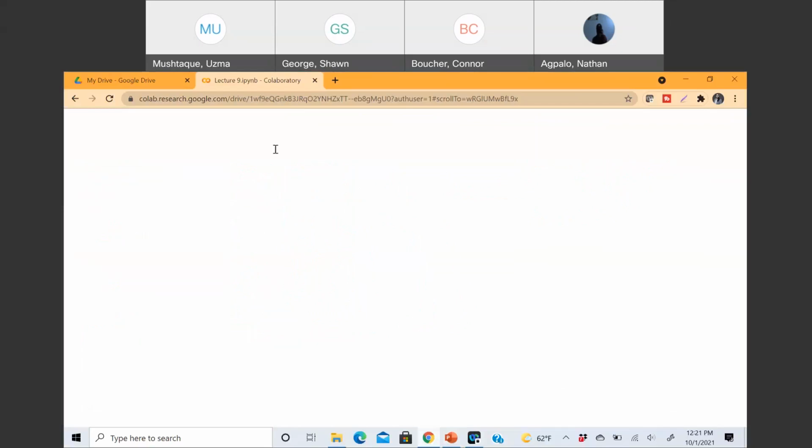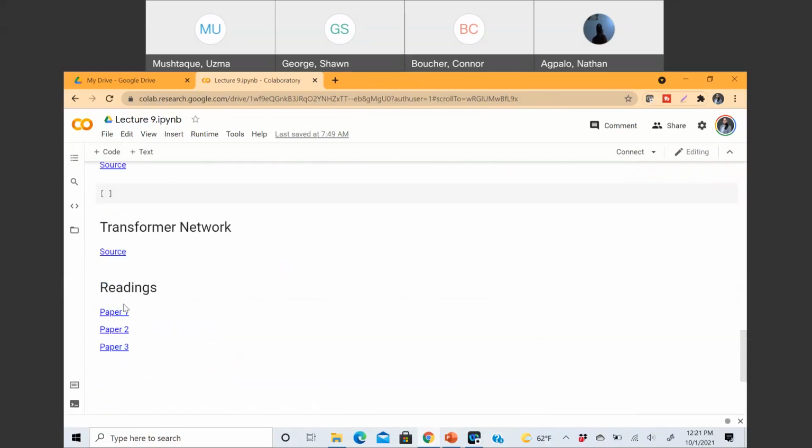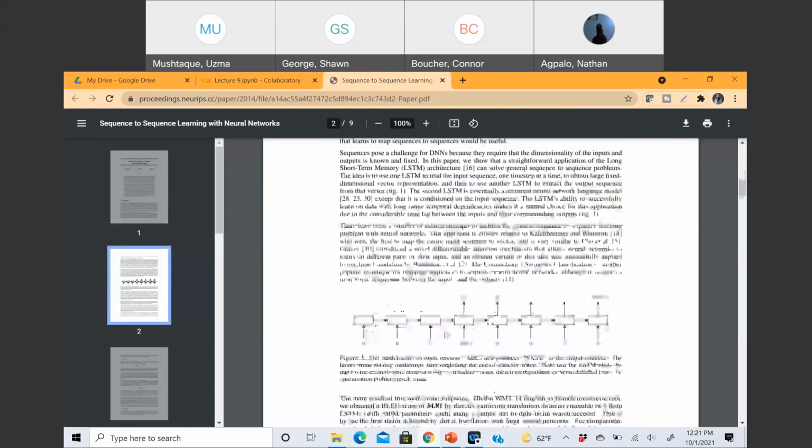I think the first paper in the readings talks about it. If not, if I forgot to provide the link, I will do that right after the lecture. This one talks about the encoder-decoder architecture that we just saw today.